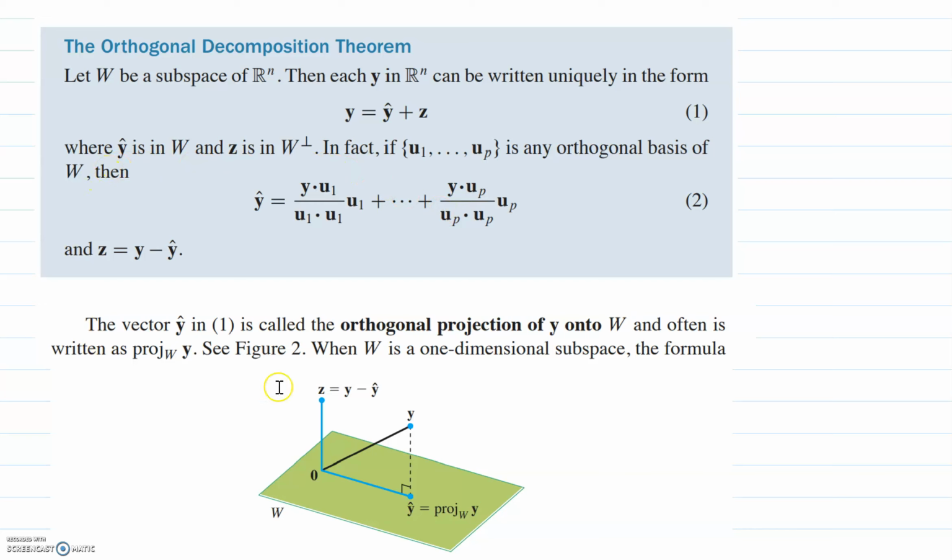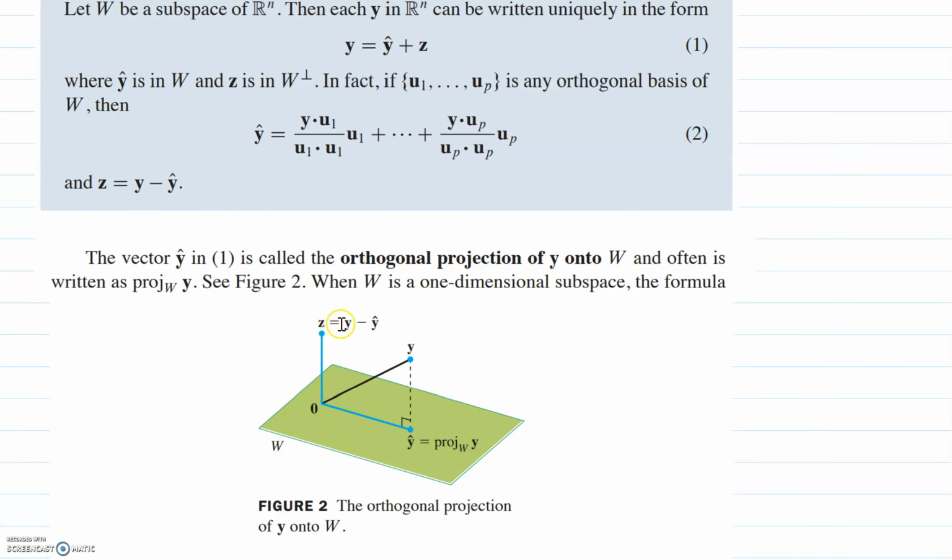y hat is called the orthogonal projection of y onto the subspace W, instead of onto an actual line like in the last section, and is often written as the projection onto W of that vector y. When W is a one-dimensional subspace, the formula reduces to the earlier one. And z, the vector y minus y hat, can be thought of in this way.